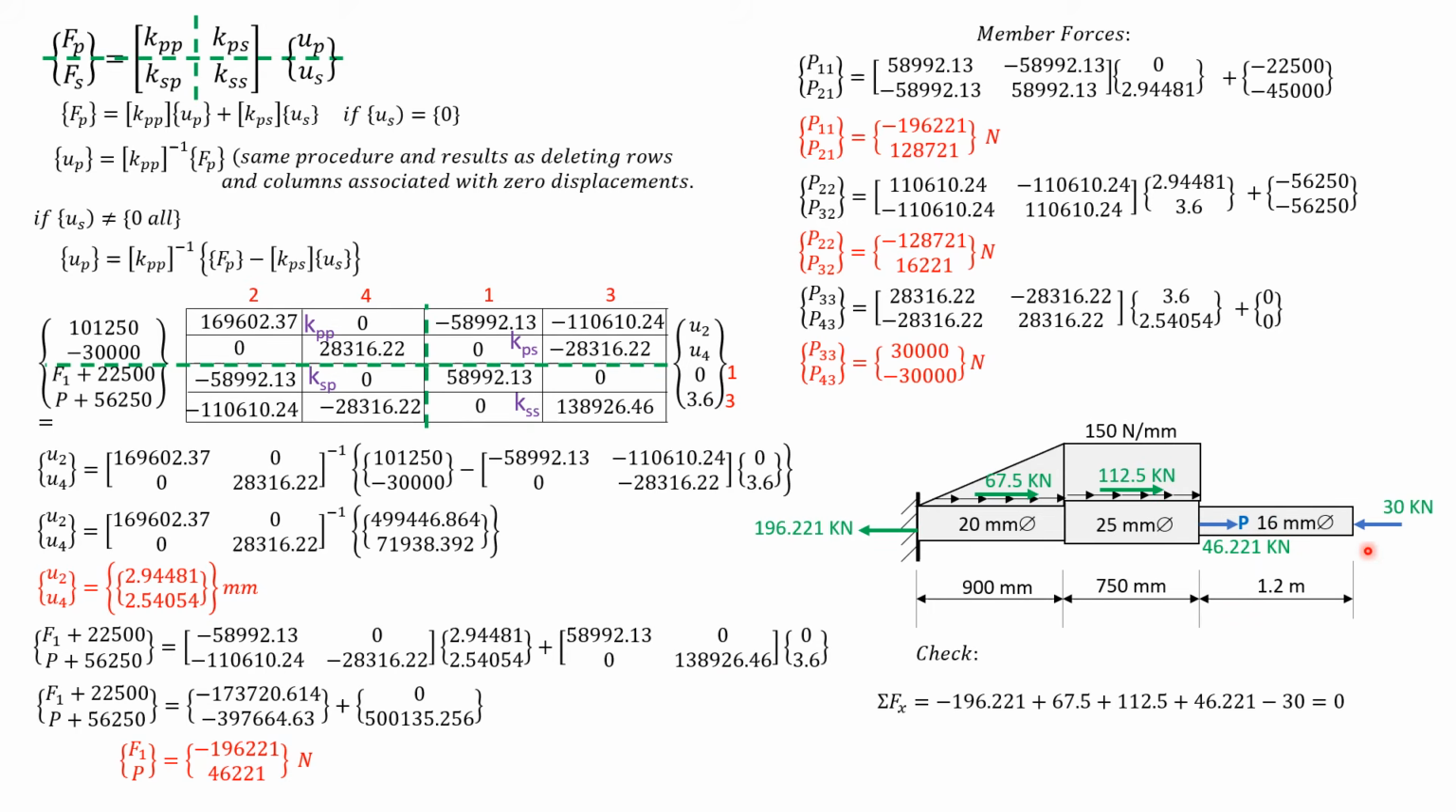And we have 30 kilonewton here. So check summation of forces in X equals 0. So you get negative 196,221 plus 67.5 plus 112.5 plus 46.221 minus 30 equals 0. So that checks the value.